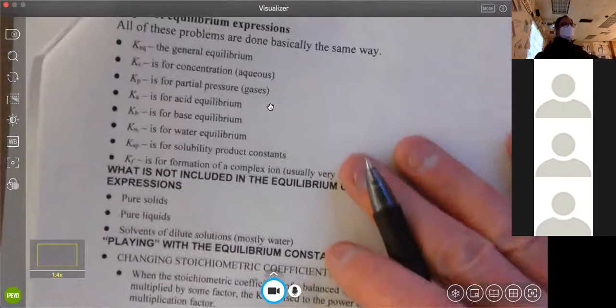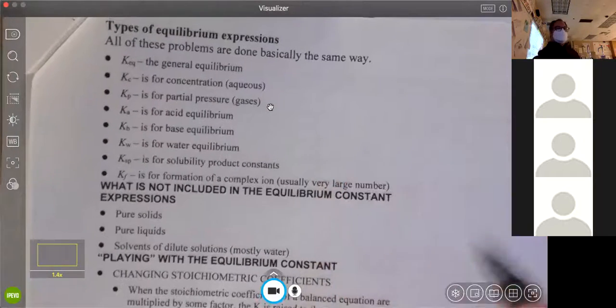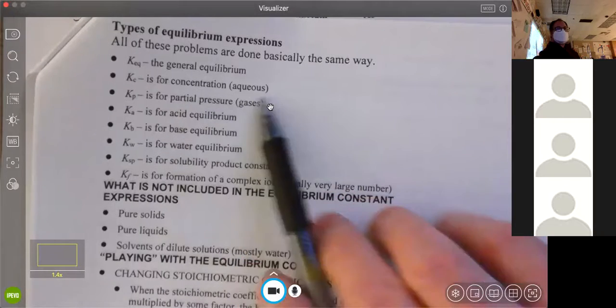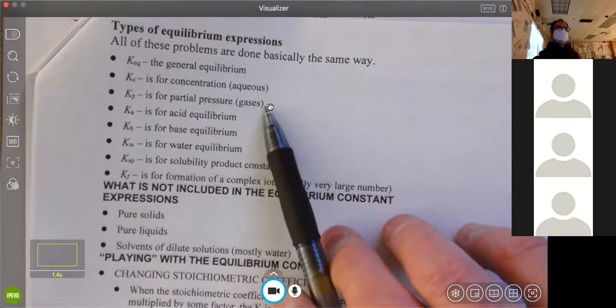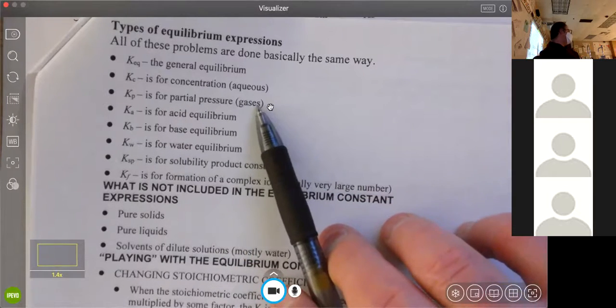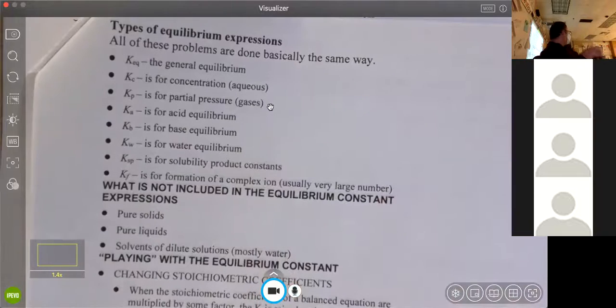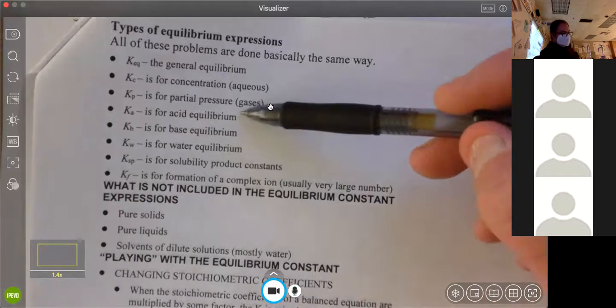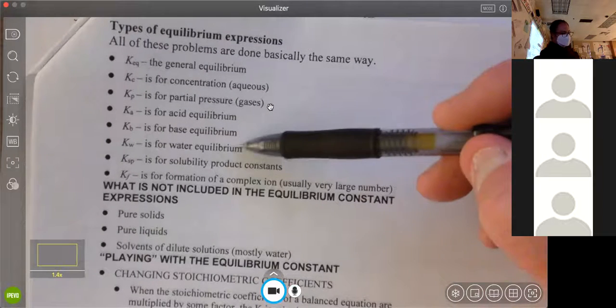Here's all the fun different Ks you can have. Concentration. This can also be for gases, but partial pressure is also for gases. For gas concentration, you have the volume of the container, you know the moles that are in there, moles per liter. Still, acid equilibrium, base equilibrium, water equilibrium.